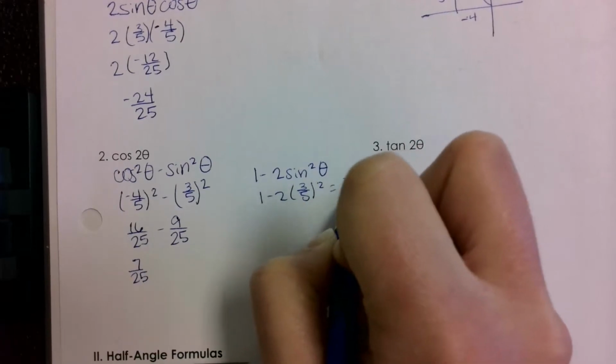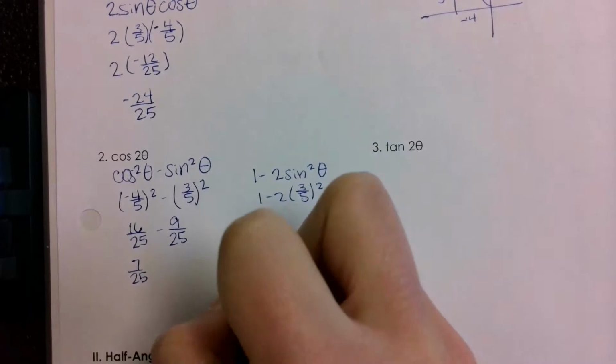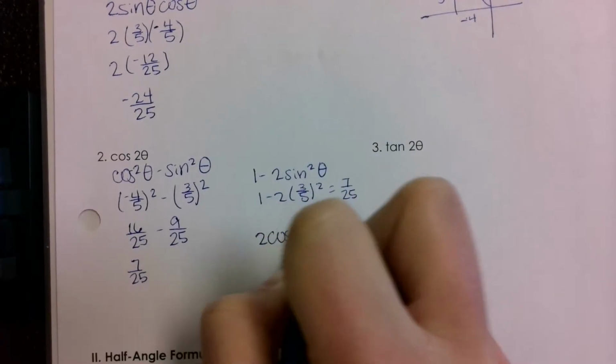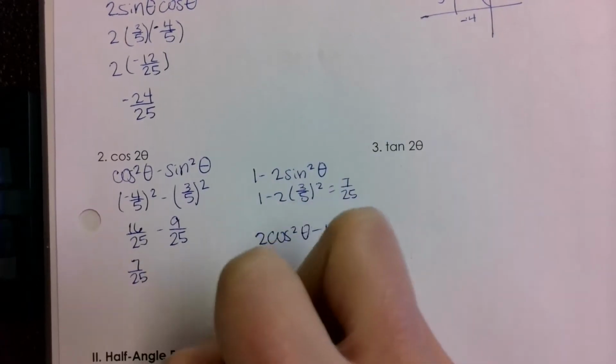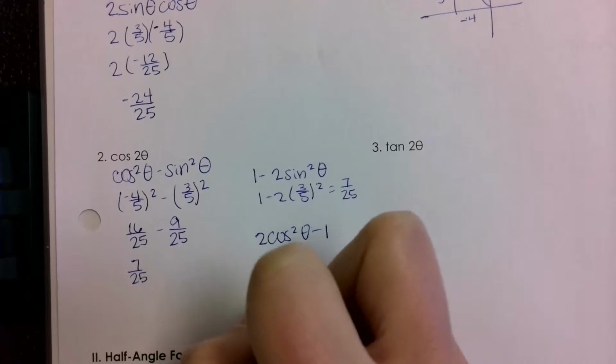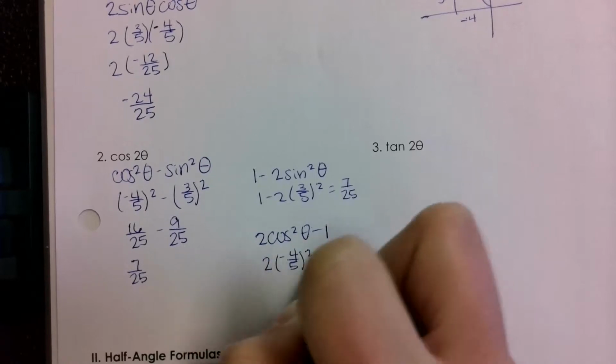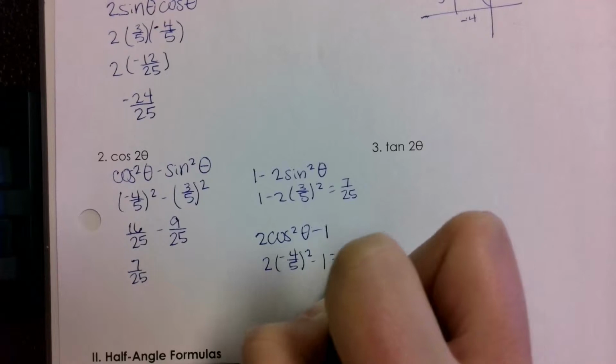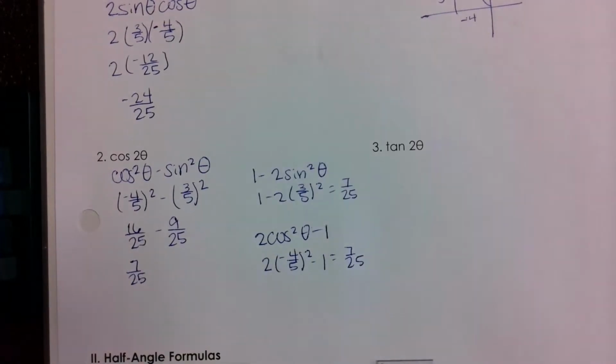And you could use the other formula, which was 2 cosine squared theta minus 1. So we would do 2 times negative 4 over 5 squared minus 1, and you still get 7 over 25. So again, you can use either of those, whichever's going to work best for you. Questions?